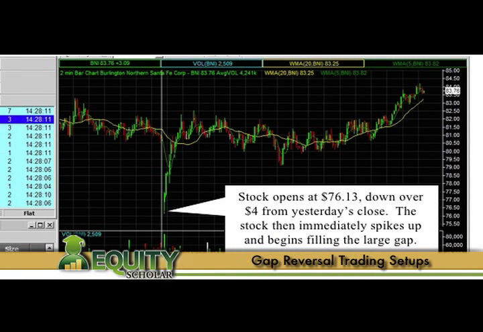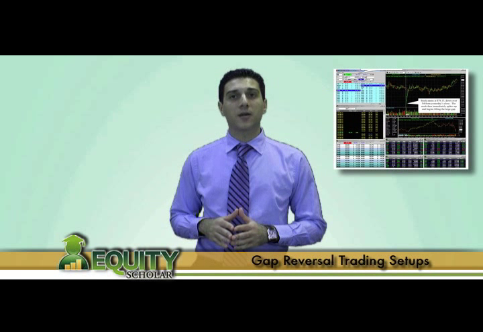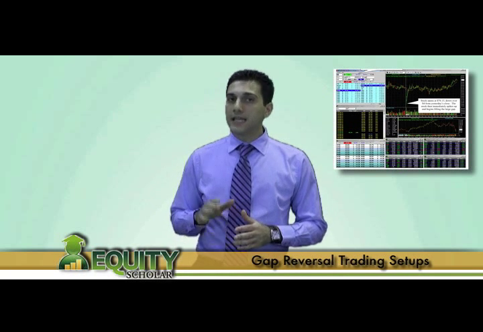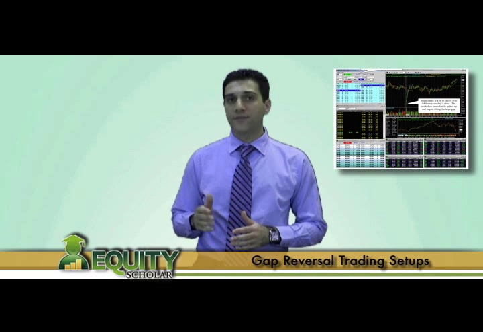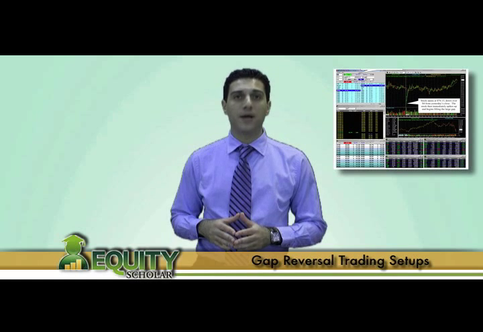From the chart, we see that the stock opened down over $4 as the closing price on the previous day was $81 and the opening price the next day was slightly above $76. Moreover, by looking at the chart, we see that within the first minute, the stock begins to spike up as buyers recognize the opportunity to fill the gap due to the lack of selling pressure. While it is difficult to foresee the stock appreciating over $8 from the opening print, like in this example, it is fair to expect the stock to make an effort to fill most, if not all, of the gap on a good reversal.